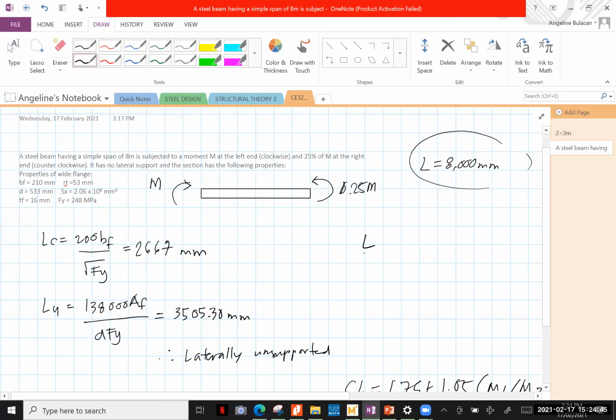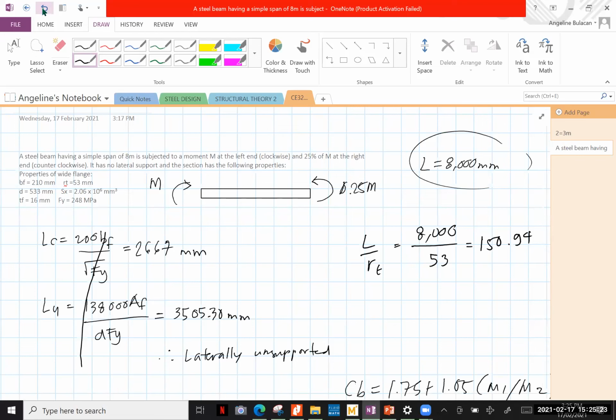Compute lang natin. L over RT is equal to 8,000. Tapos lagay nyo na lang yung RT kasi binigay na siya, which is equal to 53. Then, the common error, no, kahit binigay na yung RT, kino-compute pa. If naka-indicate naman, hindi siya R ang nakalagay, RT, please use that instead of computing para hindi na mahaba yung pag-compute. So, ang magiging L over RT natin is 150.94. Meron na tayo L over RT. So, ito na magiging basis.